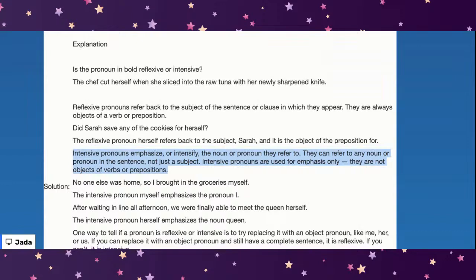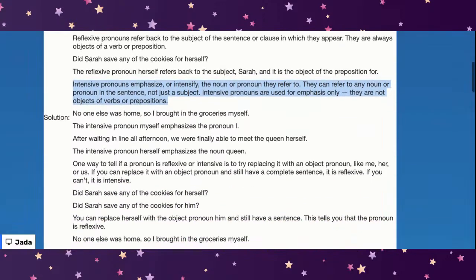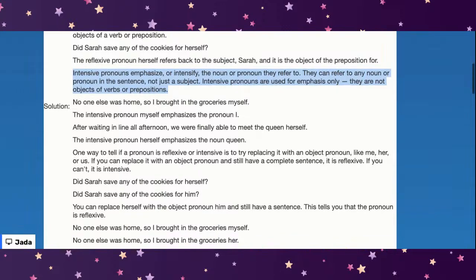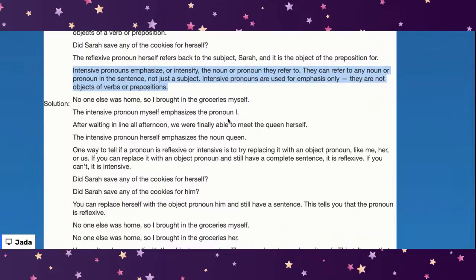Intensive pronouns are used for emphasis only. They are not objects of verbs or prepositions. So they are used for emphasis. Okay? No one else was home, so I bought the grocery myself. The intensive pronoun myself emphasizes the pronoun I. After waiting in the line all afternoon, we were finally able to meet the queen herself.